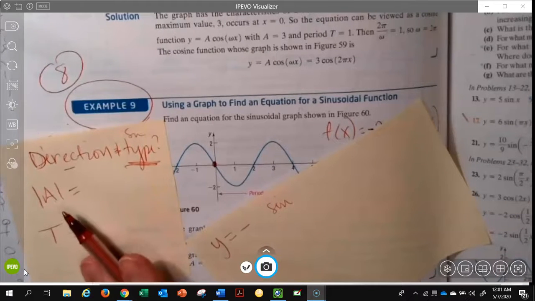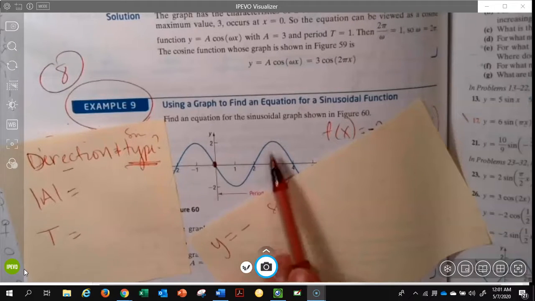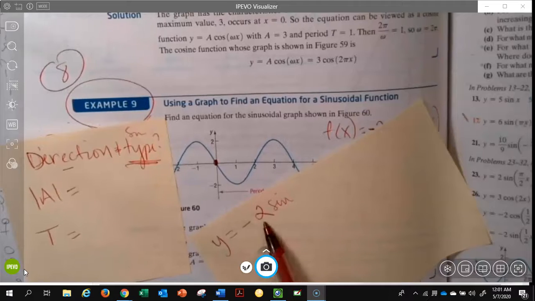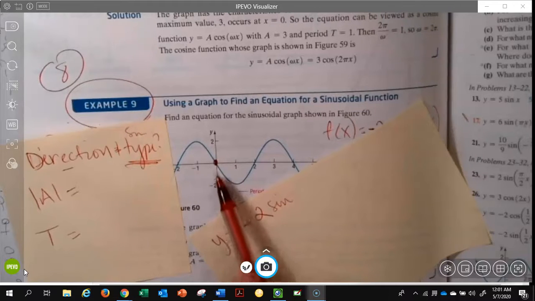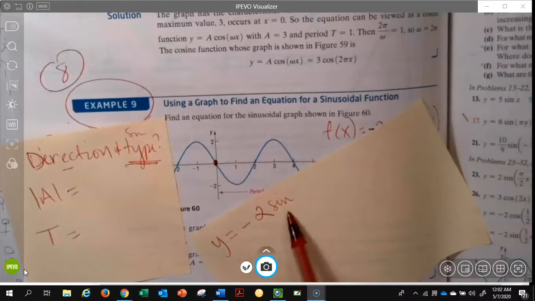So the amplitude, let's go ahead and play with that. Even though it is going down first, it's going down 2, and look, it's going up 2. So that tells us it's going to be a negative 2. The 2 tells us the amplitude from the middle to the bottom and middle to the highest point. The negative tells us we're going to go down first on our type, which is going to be a sine graph.